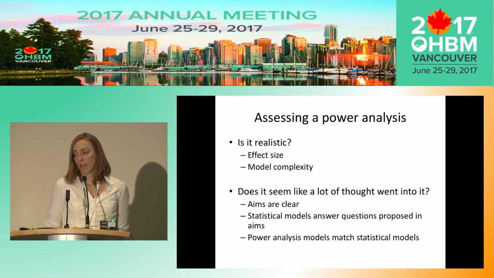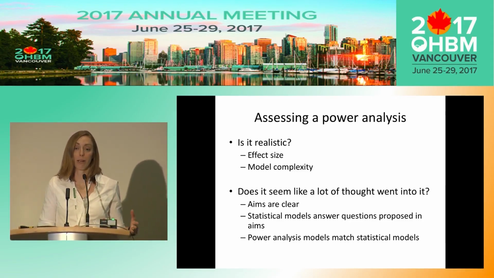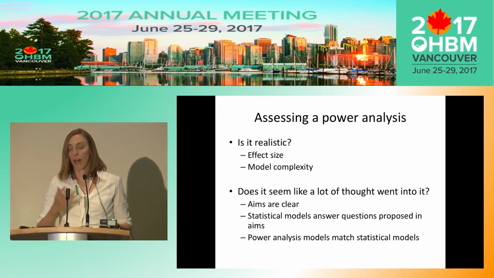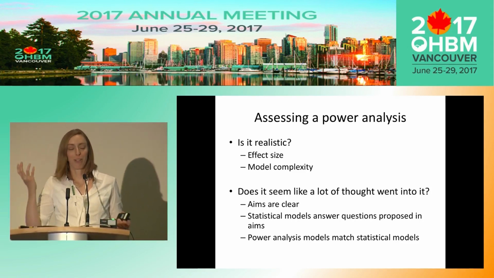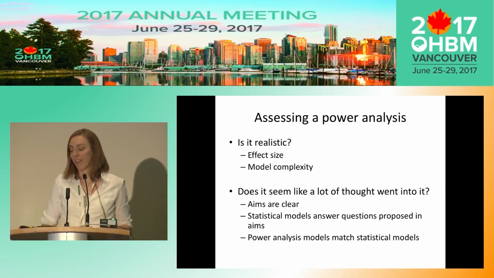And how much thought does it seem like went into the power analysis? How long did they sit down and think it through? So the aims need to be really clear. And the statistical models need to actually answer the questions proposed in the aims. And I see that mismatch a lot when I'm reviewing study protocols. They'll have this really complicated idea, and then they'll just say, we're going to run t-tests. It's like, well, what kind of t-test does that?